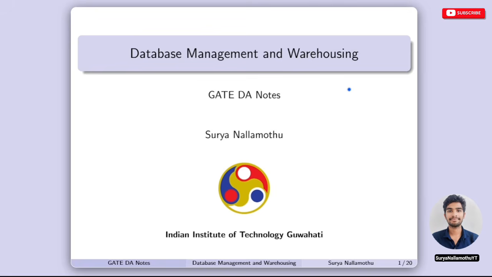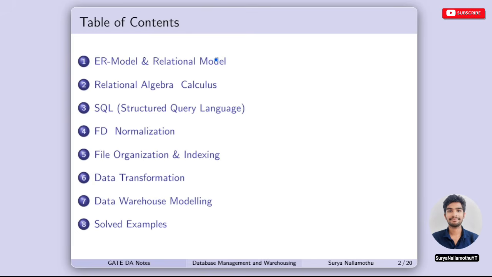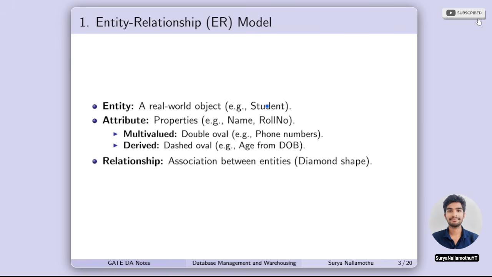Database management and warehousing is one of the important topics in the GATE 2026 data science and artificial intelligence exam. Now, this is the table of contents we have. Let's start with the entity relationship model. The entity relationship model: a student is an entity, a real world object that we call an entity. Attributes: if we have a student, the student has different attributes like name, roll number, age, date of birth, phone numbers, and ID numbers. We call these attributes.